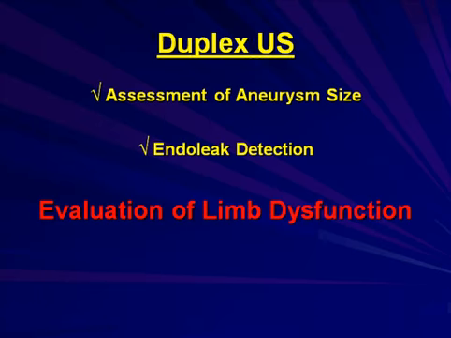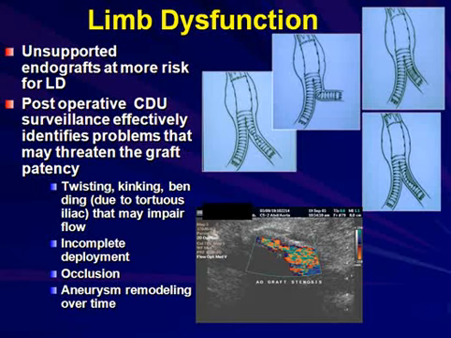So let's leave endoleak for a moment and talk just briefly about limb dysfunction. Unsupported endografts are more at risk for limb dysfunction, and even though there are no more of those on the market, there's quite a few patients out there with unsupported limbs from the AneuRx device. We can effectively identify any problem that is going to threaten the graft patency: twisting, kinking, bending, tortuous iliacs, incomplete deployment, occlusion, and aneurysm remodeling over time.